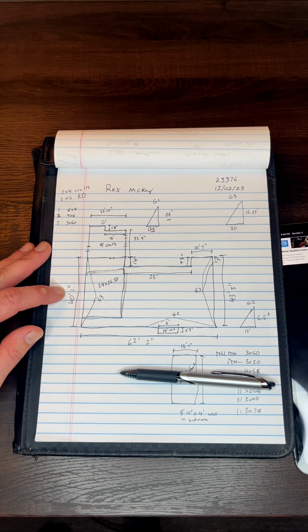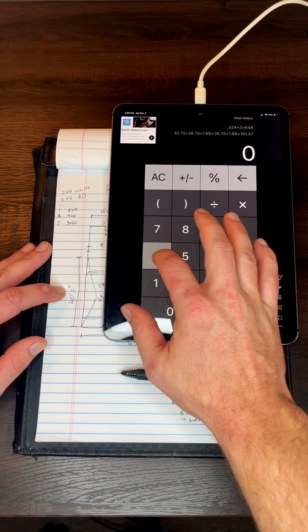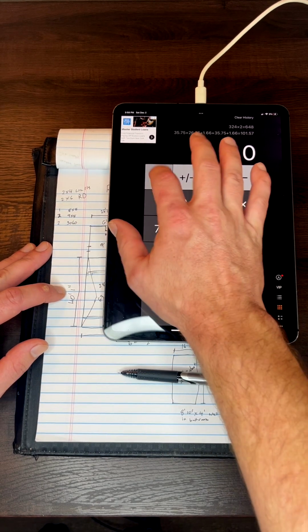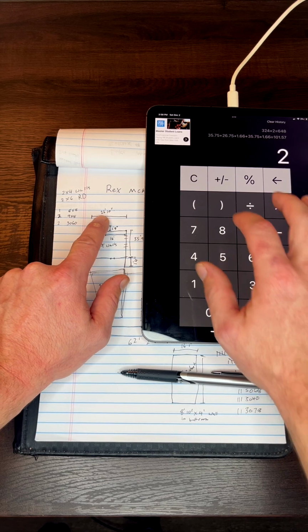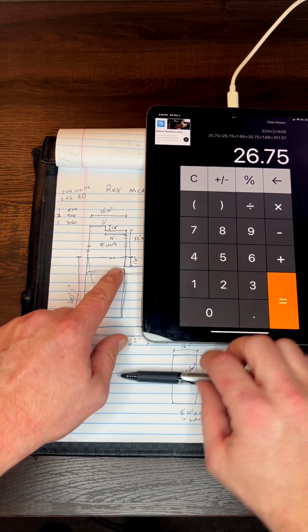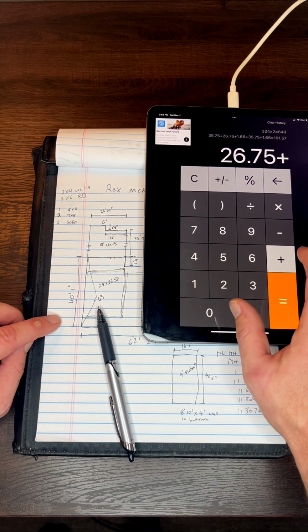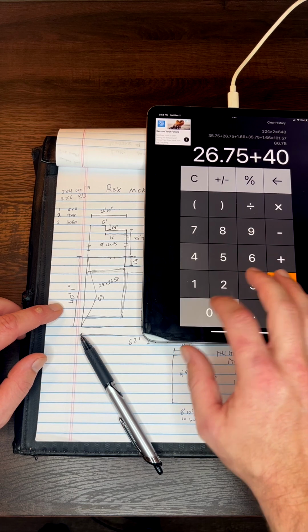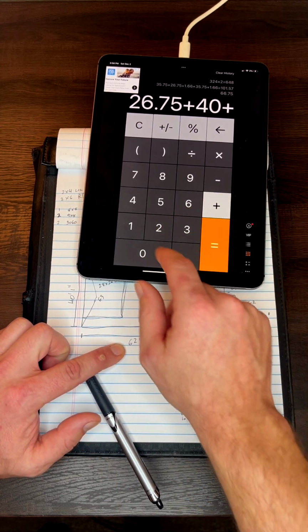Now on the house walls, right here, let's start back here. So we've got 40 foot. Well, actually, you know what? Screw it. Let's start with this partition wall. 26.75. That's going to be this partition wall here. Plus 40 foot. Plus 62 foot.